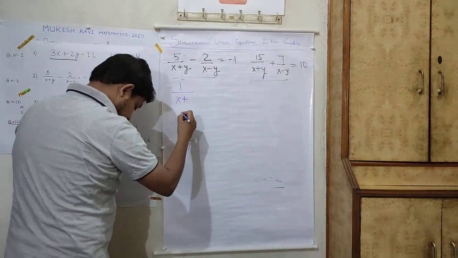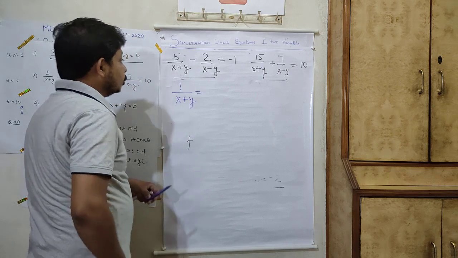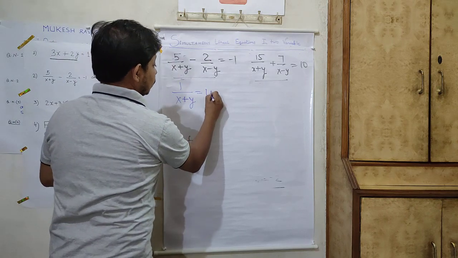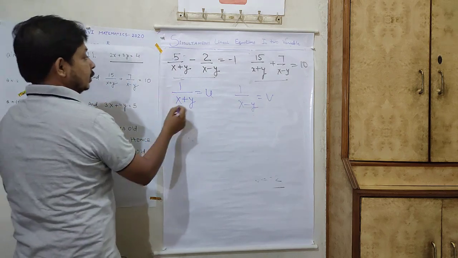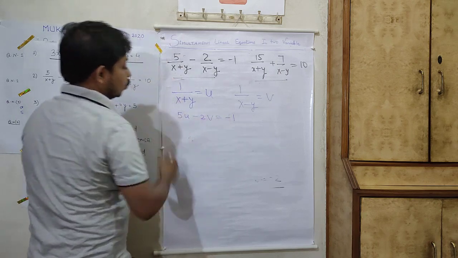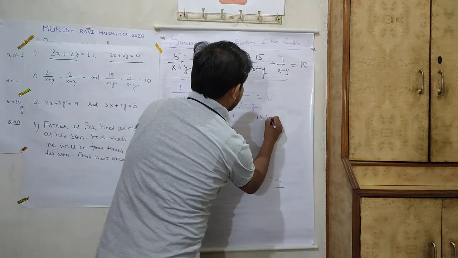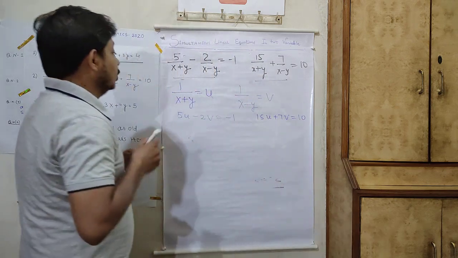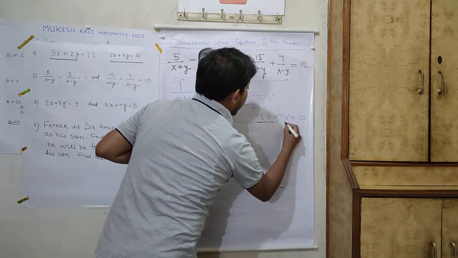In this type of question, 1 upon x plus y is equal to u, and 1 upon x minus y is equal to v, and then you rewrite the equation. So this will be 5u minus 2v is equal to minus 1, and then 15u plus 7v is equal to 10. I just wanted to write with the different color so you will understand what happened here. So now this equation converted into u and v.